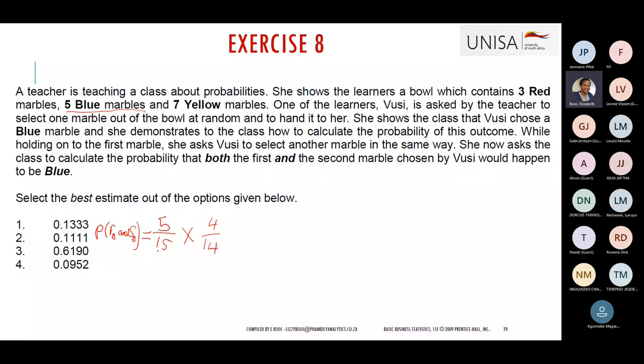Because there are five blue marbles, any one of them had an equal chance of being selected. But the sample space is 15, and when they go again, there are no longer five because they didn't replace it back. If they did put it back in the bowl, then your sample space would still remain 15. So you need to be able to know how to answer those.